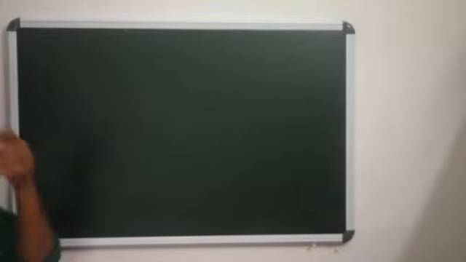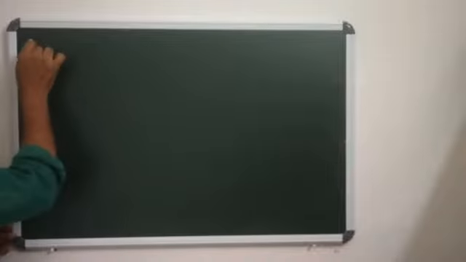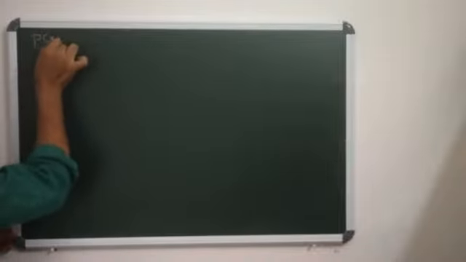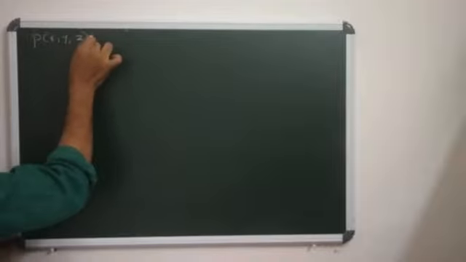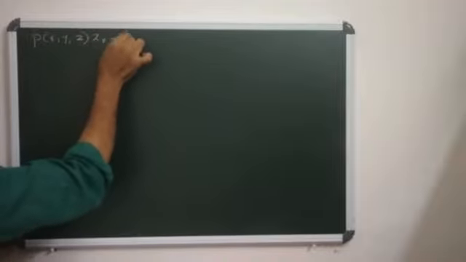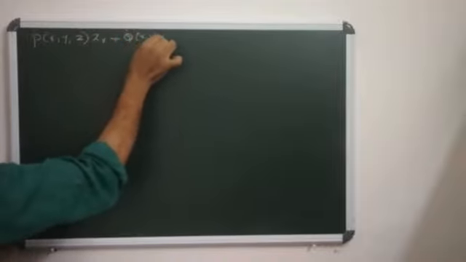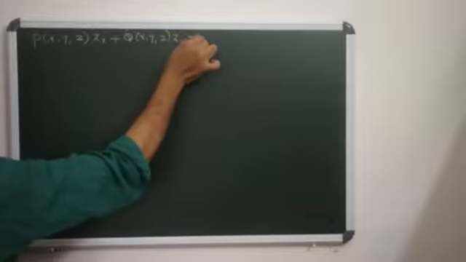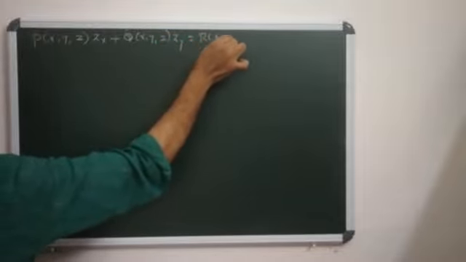Dear students, in the previous class we were discussing semi-linear differential equations and how to solve them. In this class, let us discuss the quasi-linear equation. So what is a quasi-linear equation? Consider a quasi-linear equation P(x,y,z) z_x + Q(x,y,z) z_y = R(x,y,z).